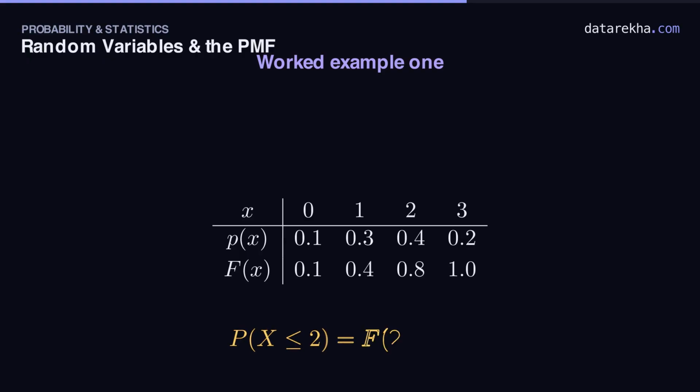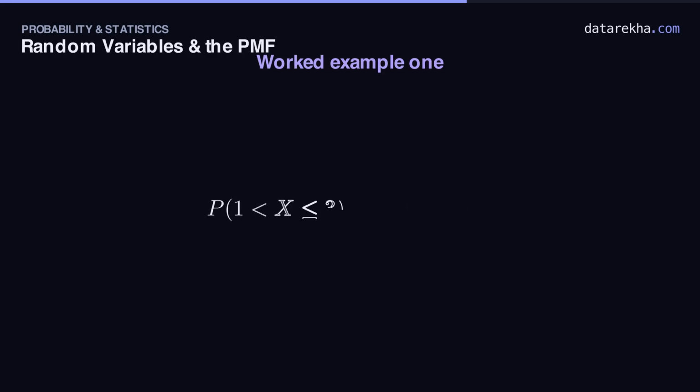With the CDF in hand, the questions are easy. The chance X is at most 2 is just F at 2. That's 0.8. Read straight off the table. For the second one, the chance X is more than 1 but at most 3, we subtract. It's F at 3 minus F at 1. That is 1.0 minus 0.4, which gives 0.6. Notice the strict greater than 1 means we subtract F at 1 itself.